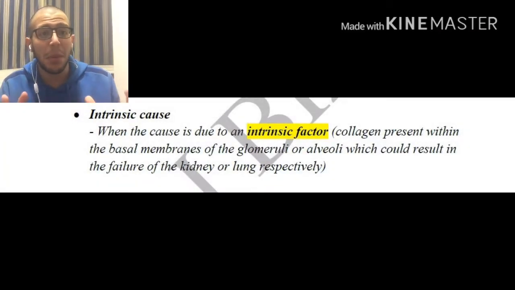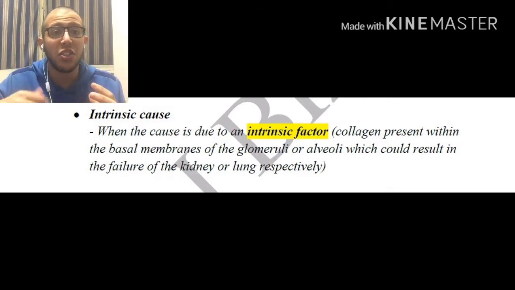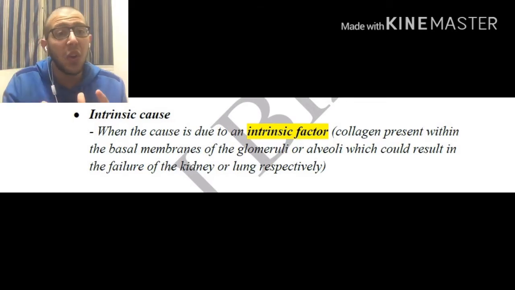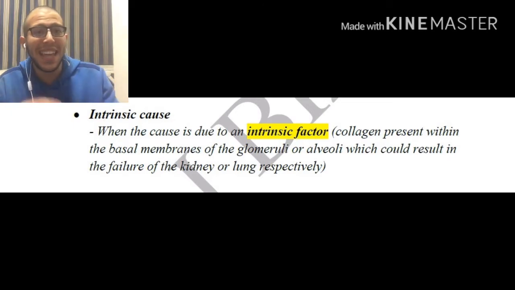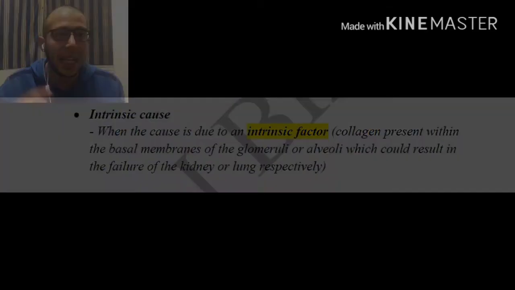Intrinsic, as its name implies, is due to an internal factor that is already present within our body. An example would be the collagen that is present within the basement membranes of the glomeruli or the alveoli, and obviously they're going to result in a failure of the kidneys and the lungs respectively. So it is detrimental. We're going to be talking about how that happens in a later video.